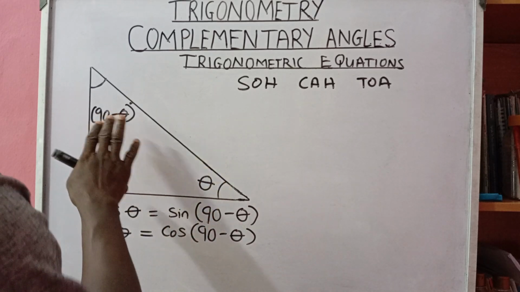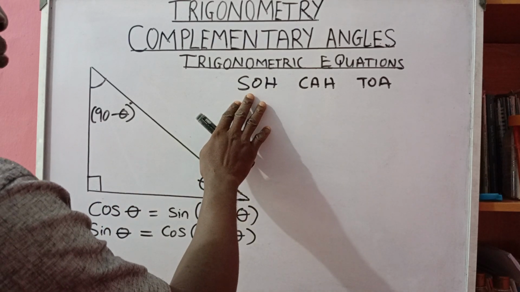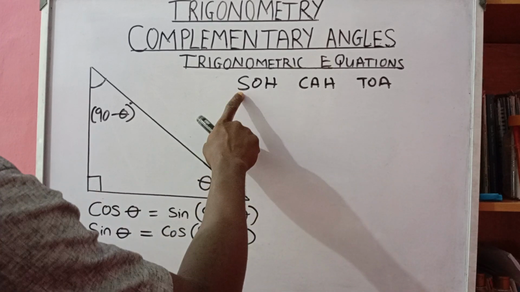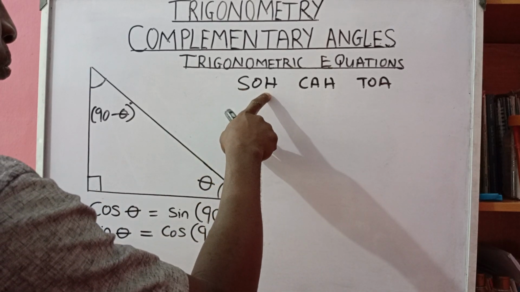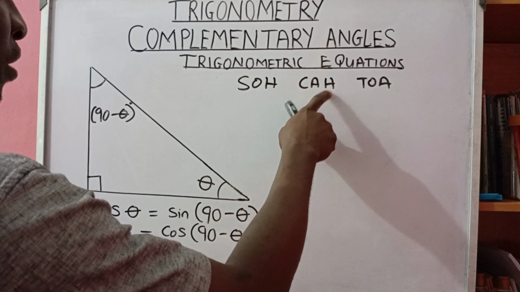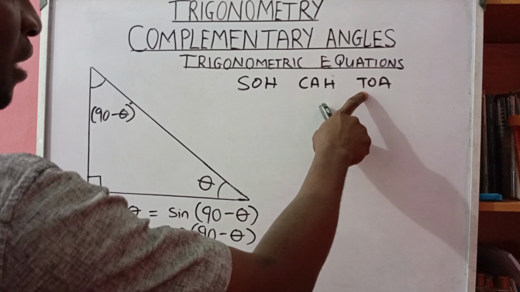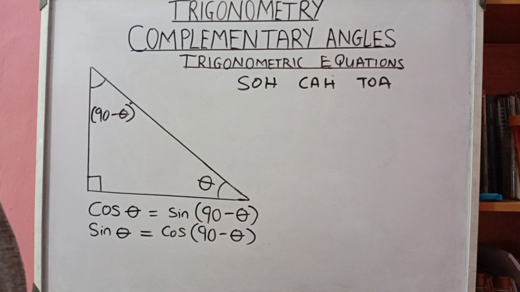Now that we've gotten the contents of this particular right angle triangle, let's explain this concept of SOHCAHTOA. SOHCAHTOA means sine theta is opposite over hypotenuse, cos theta is adjacent over hypotenuse, and tan theta is opposite over adjacent. That is the concept that we are very much familiar with in trigonometry. Now, I want us to get this formula.